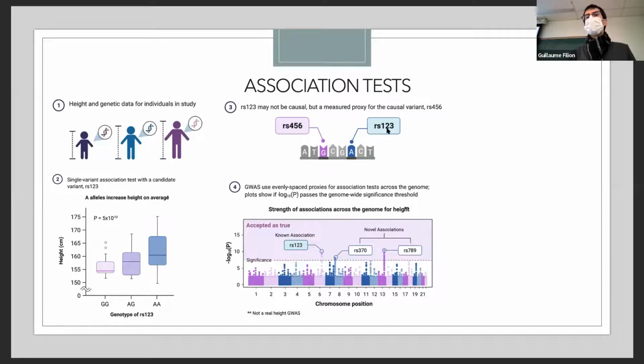So I can pick this one as my tag SNP. I could also pick this one, right? I could pick any of them, because once I know one, I know them all. That's the idea of these LD blocks.